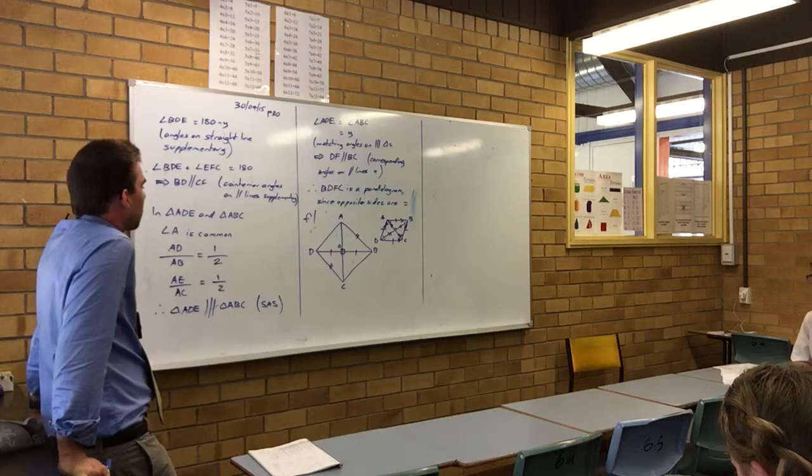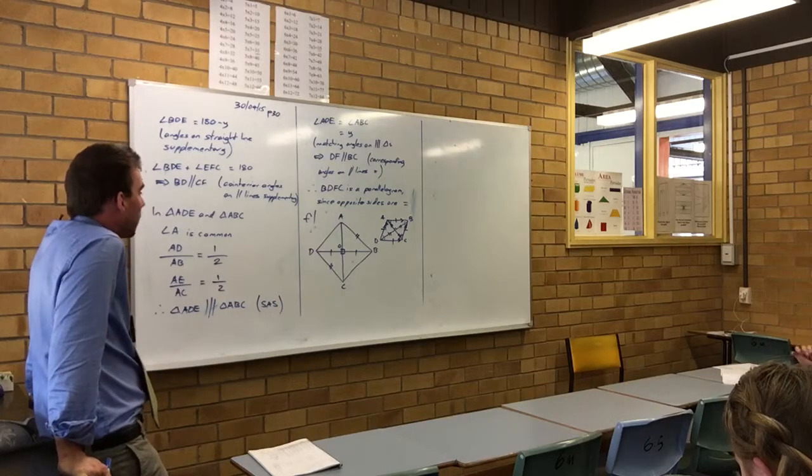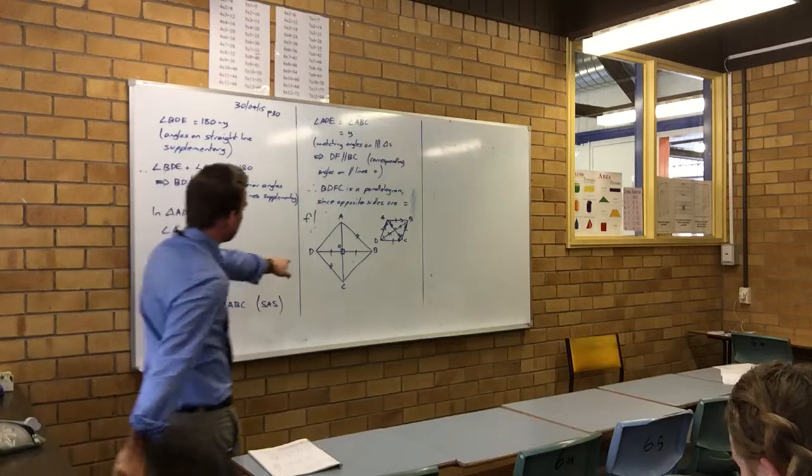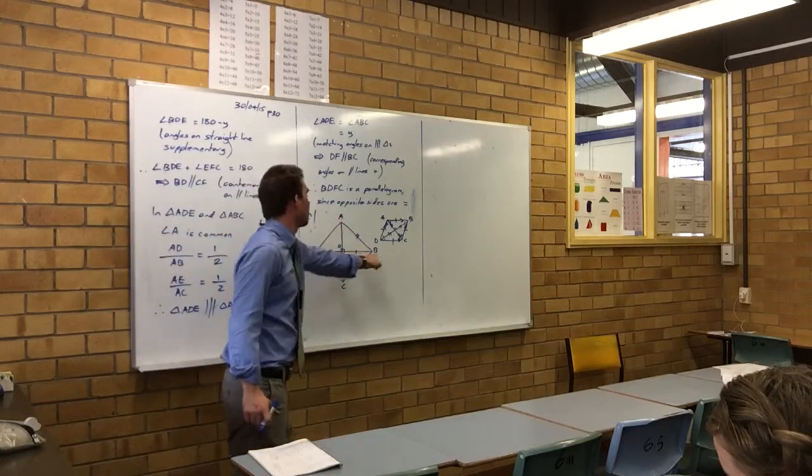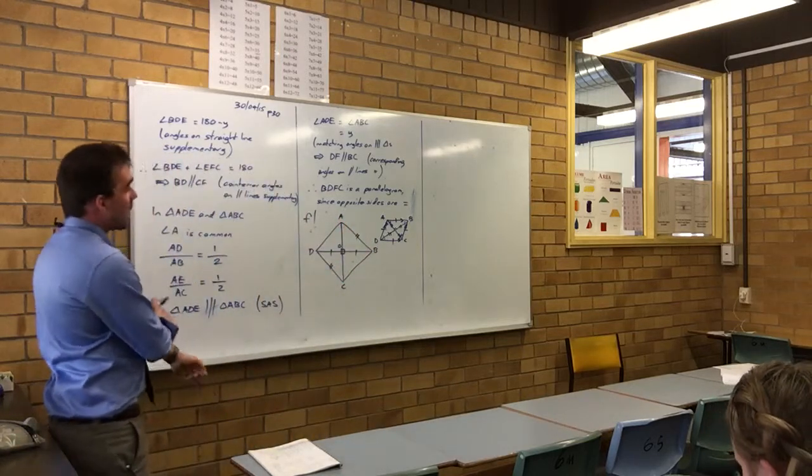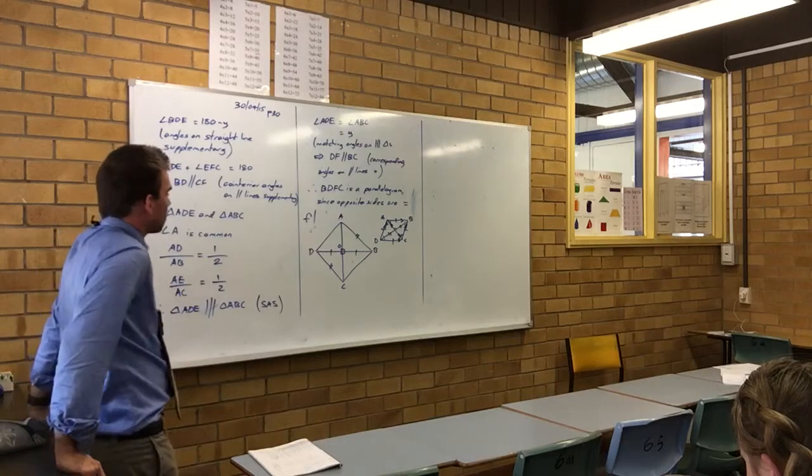Oh, sorry, you need to show congruent. I get what you're saying. What else can we do? So Kyle's suggesting these two triangles are congruent. Yeah, that'll go a long way to helping us answer the question. Yep.